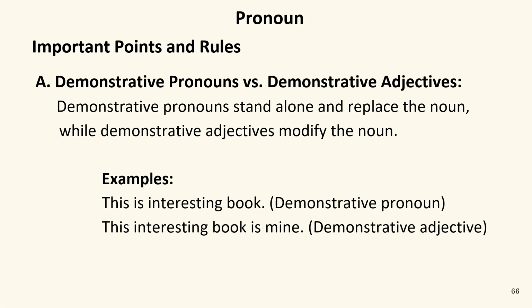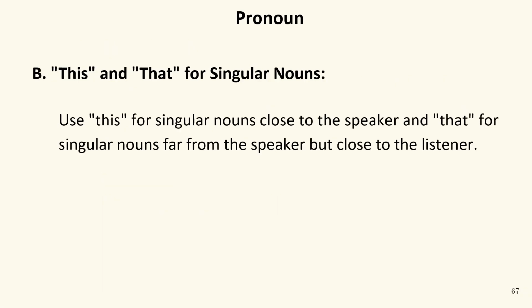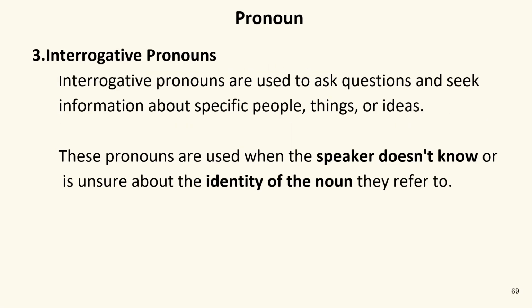We have already discussed demonstrative pronoun versus demonstrative adjectives, as I have told you. This is an interesting book. Here this is a demonstrative pronoun because book is not just after the word this. This interesting book is mine. Now, the word book is just after the word this. So this and interesting, both of these are adjectives qualifying the noun. So this is a demonstrative adjective. This and that we use in singular form, these and those for plural.